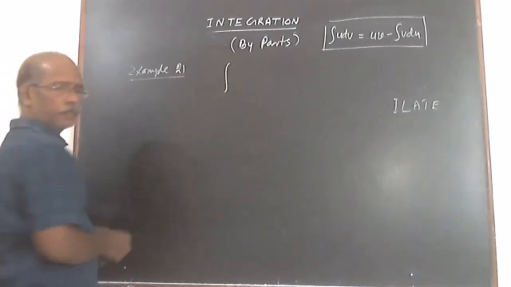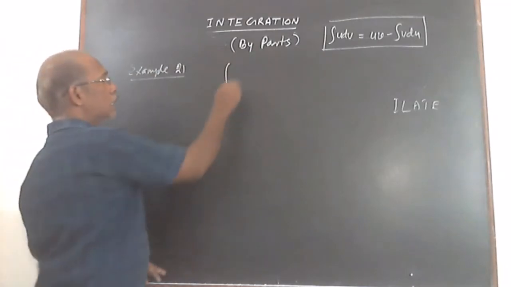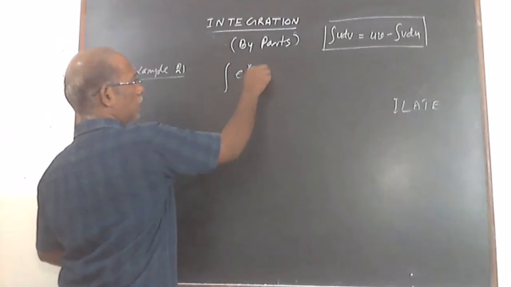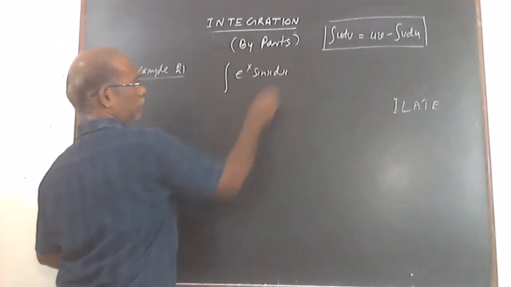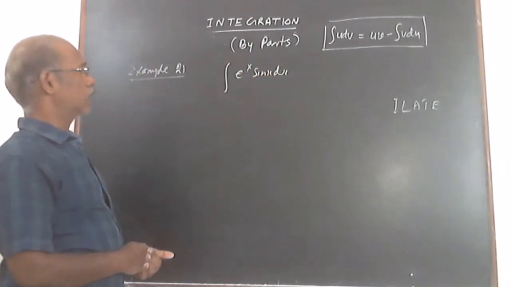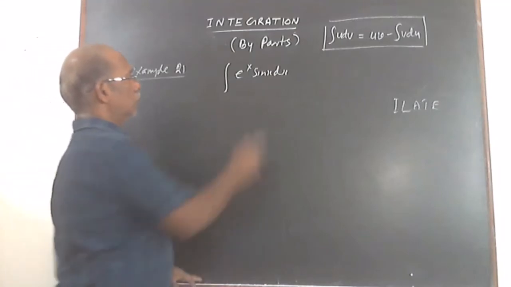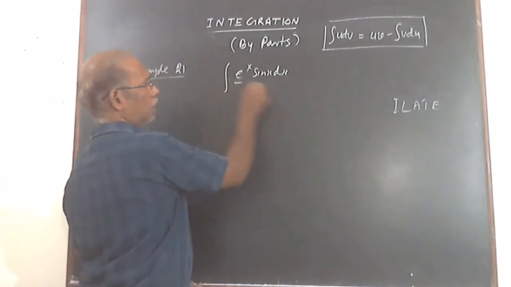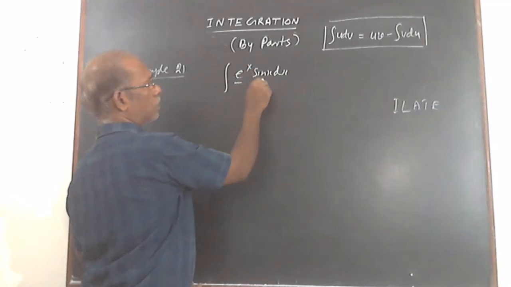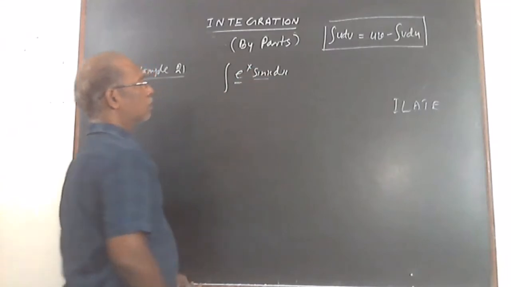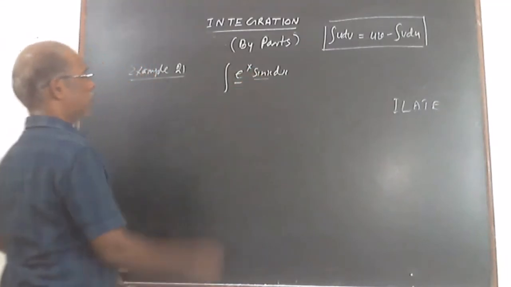Integral of e power x into sin x dx. Here e power x is the second function, and sin x dx is the first function. Then u equal to sin x. How to write?